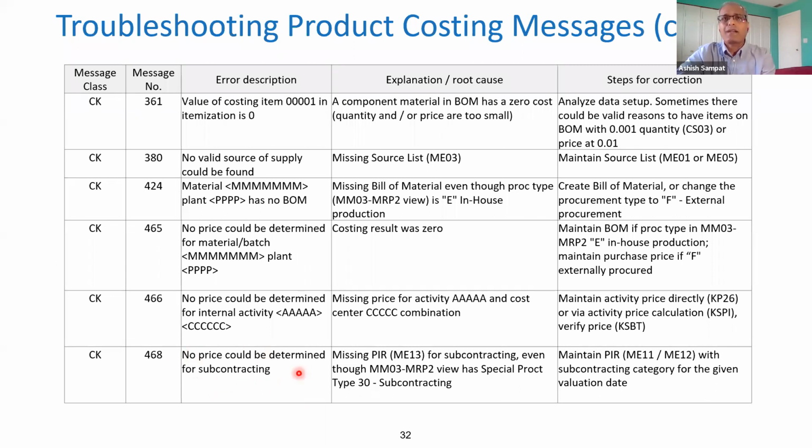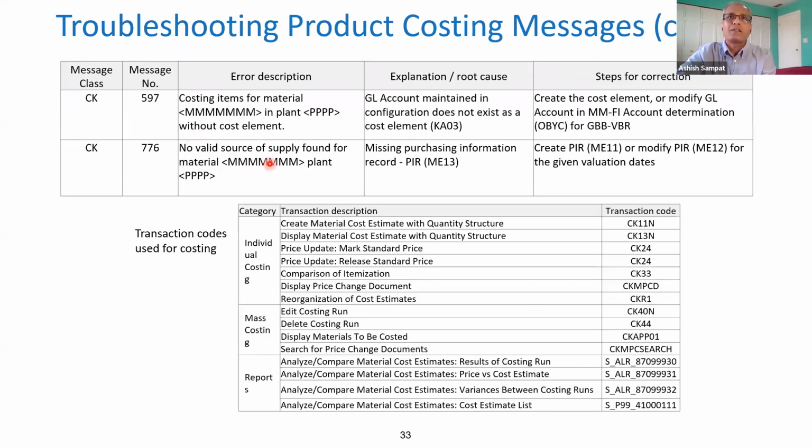And then subcontracting related error: you have maintained the special procurement type as 30, but you don't have the PIR maintained for the subcontracting category, so that can also lead to costing errors. And then again, here it's source of supply. If it's not maintained, then maintain it through ME11.